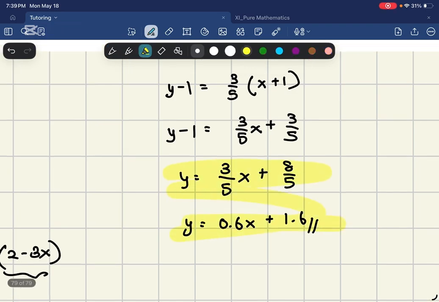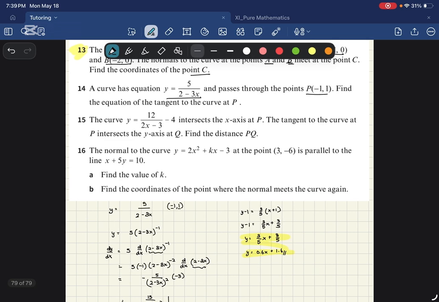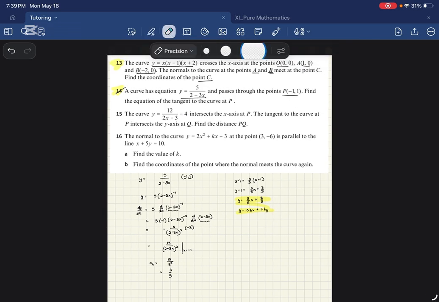Yep, this is it. So find the equation of the tangent to the curve at P. Yep, this is it. This is the equation. We're done with 14. Also took shorter than I expected. Okay, we're almost done.